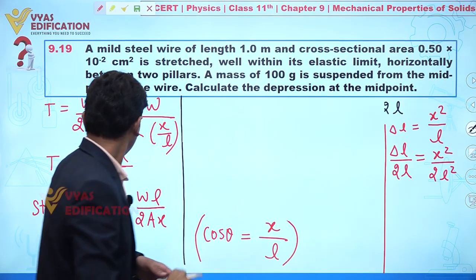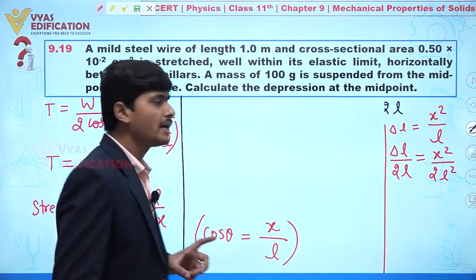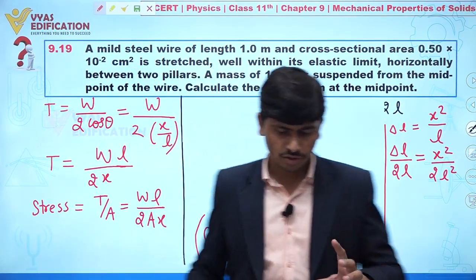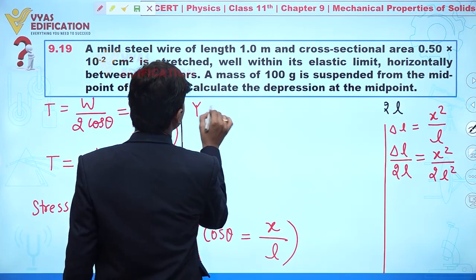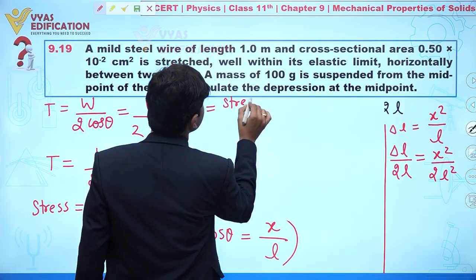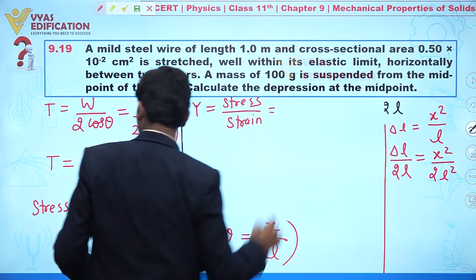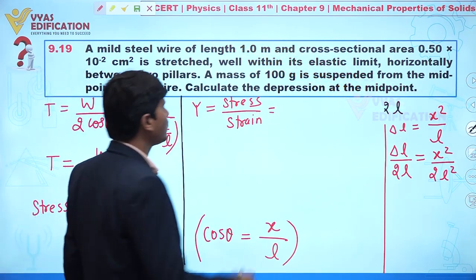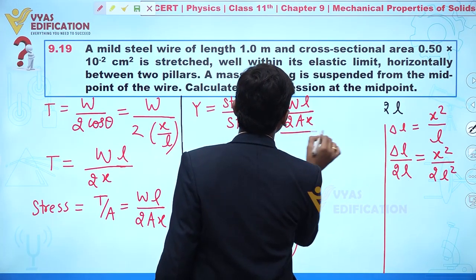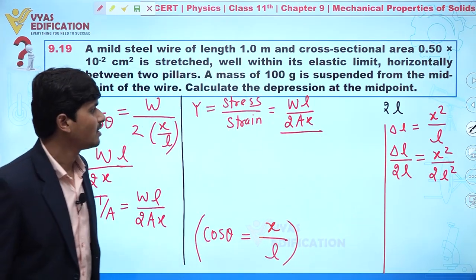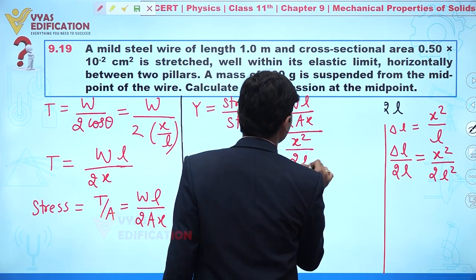Now listen carefully. If I write here, my objective is very clear: to find the value of strain. Yes or no? So we can write, Young's modulus is given by stress over strain. Clear? The value of stress we have. Stress is given to you as WL over 2AX, and it is divided by the strain. Strain is given to you as X square divided by twice L square.